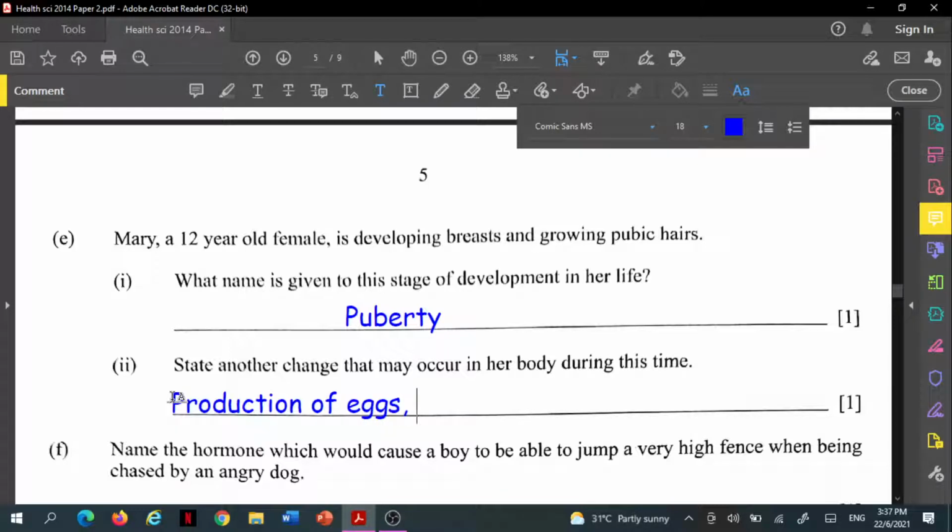Also, what could also happen? Let me give you the next one. Her hips will be widened. So we'd have wider hips as well. And the purpose of wider hips is just in case she becomes pregnant, her pelvic area could accommodate pregnancy, or the development of the fetus.